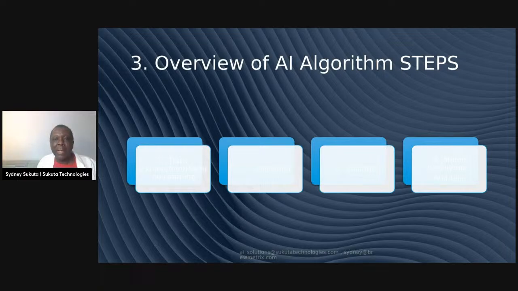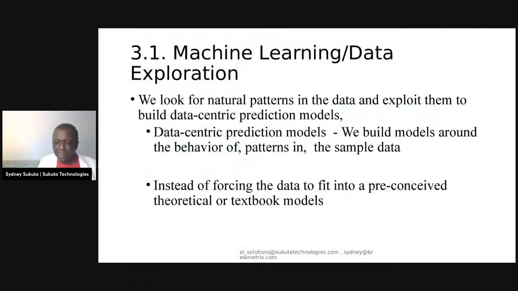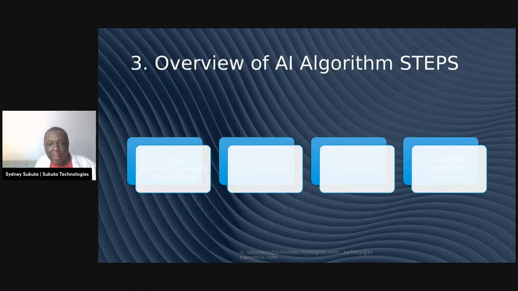So these are the different steps. Hang on, this didn't show. Let me go back. Anyway, it's a little bit blurry. These are the steps we take in our algorithm. We're going to have a data exploration phase where we want to understand what this data is doing, where is what, that kind of thing. Once we understand the sample data, we'll build what we call calibration models, your AI models. And then after that, we validate the models.